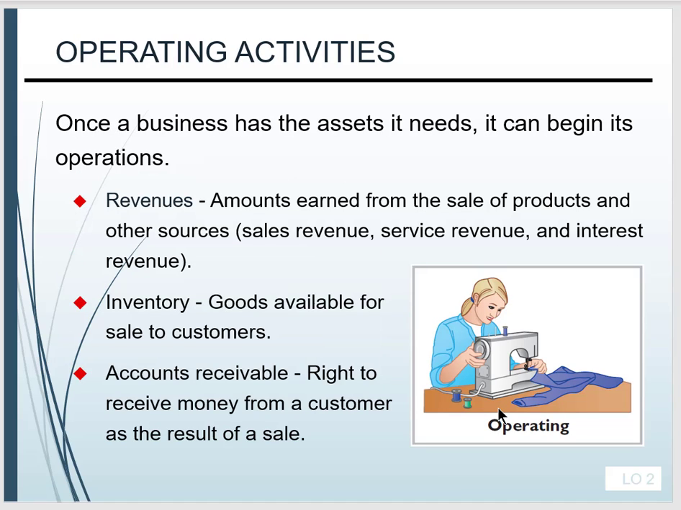As far as operating activities, once we have our assets, we've got to start the business. So we need to keep track of revenues. Is the money coming in? Are we making sales? Can we analyze that information? Do we need inventory? Do we have enough inventory? Where should we be buying our goods?